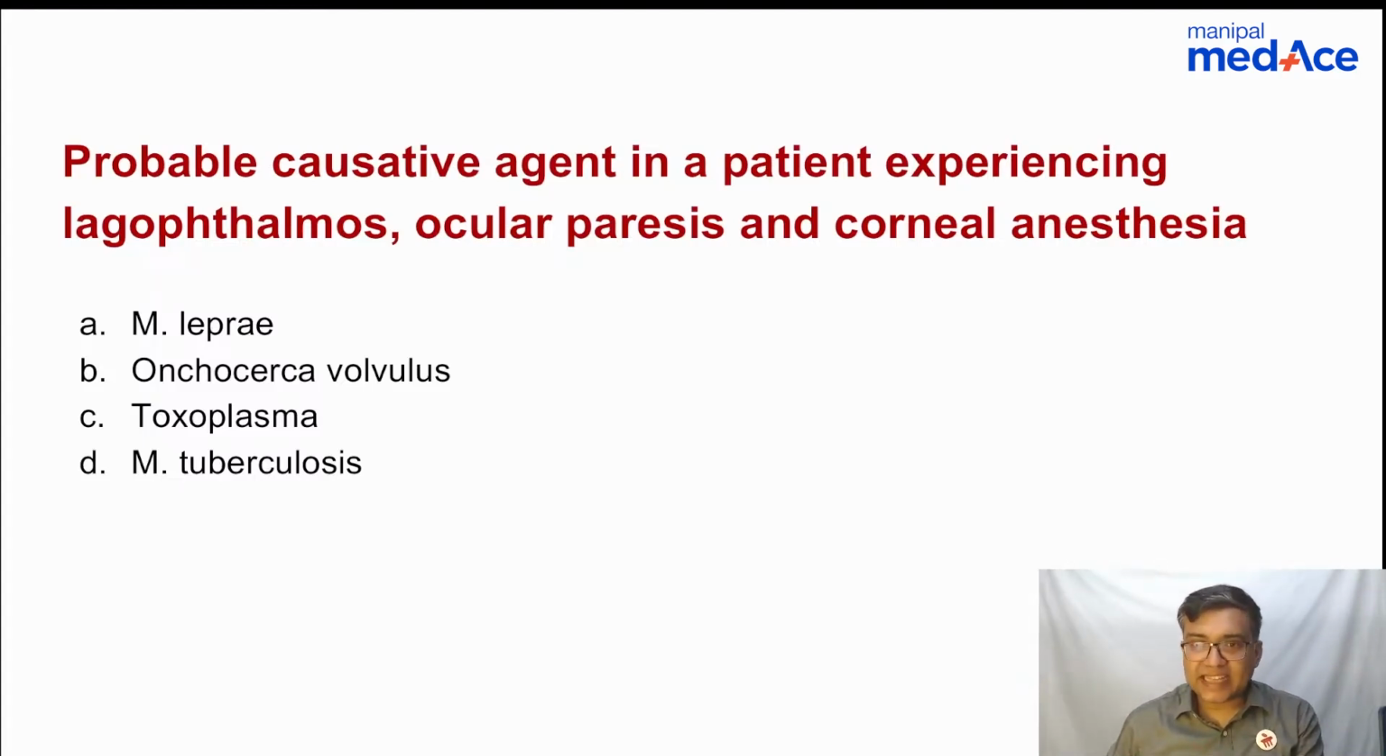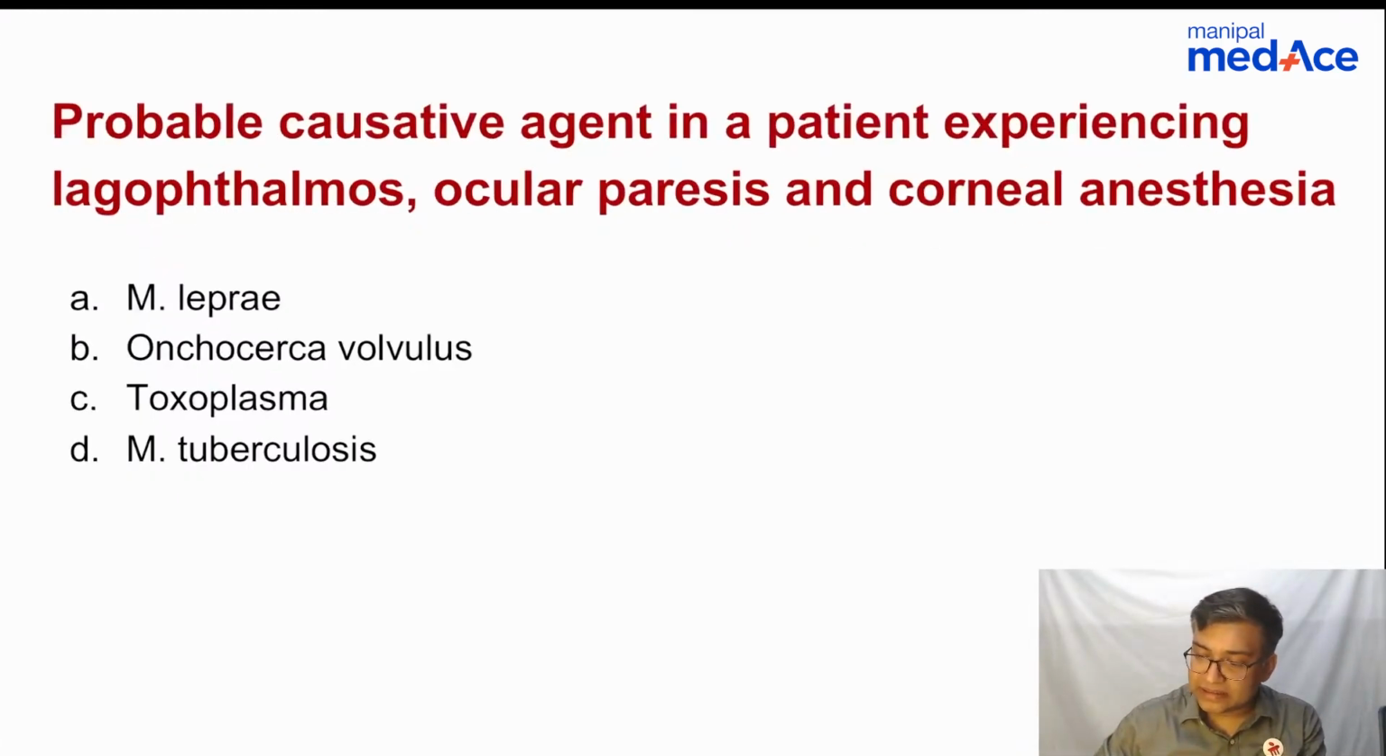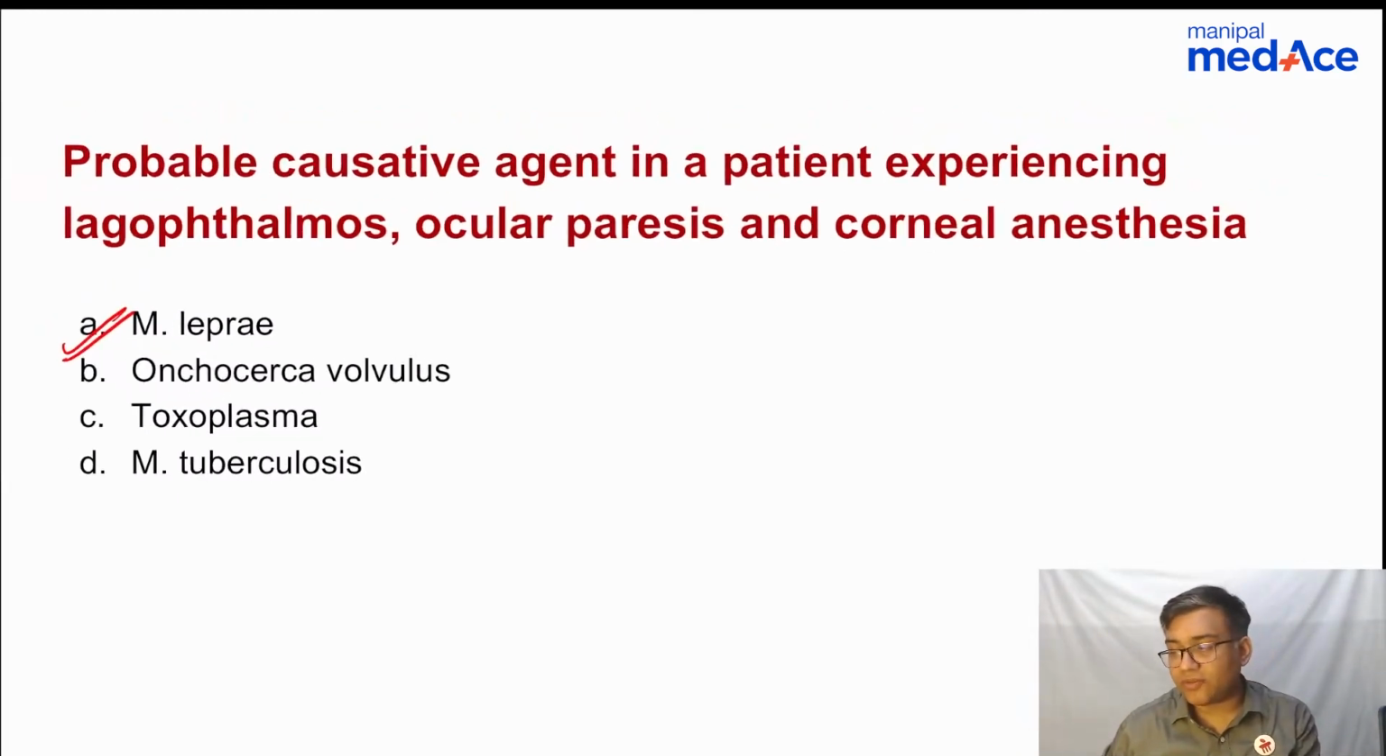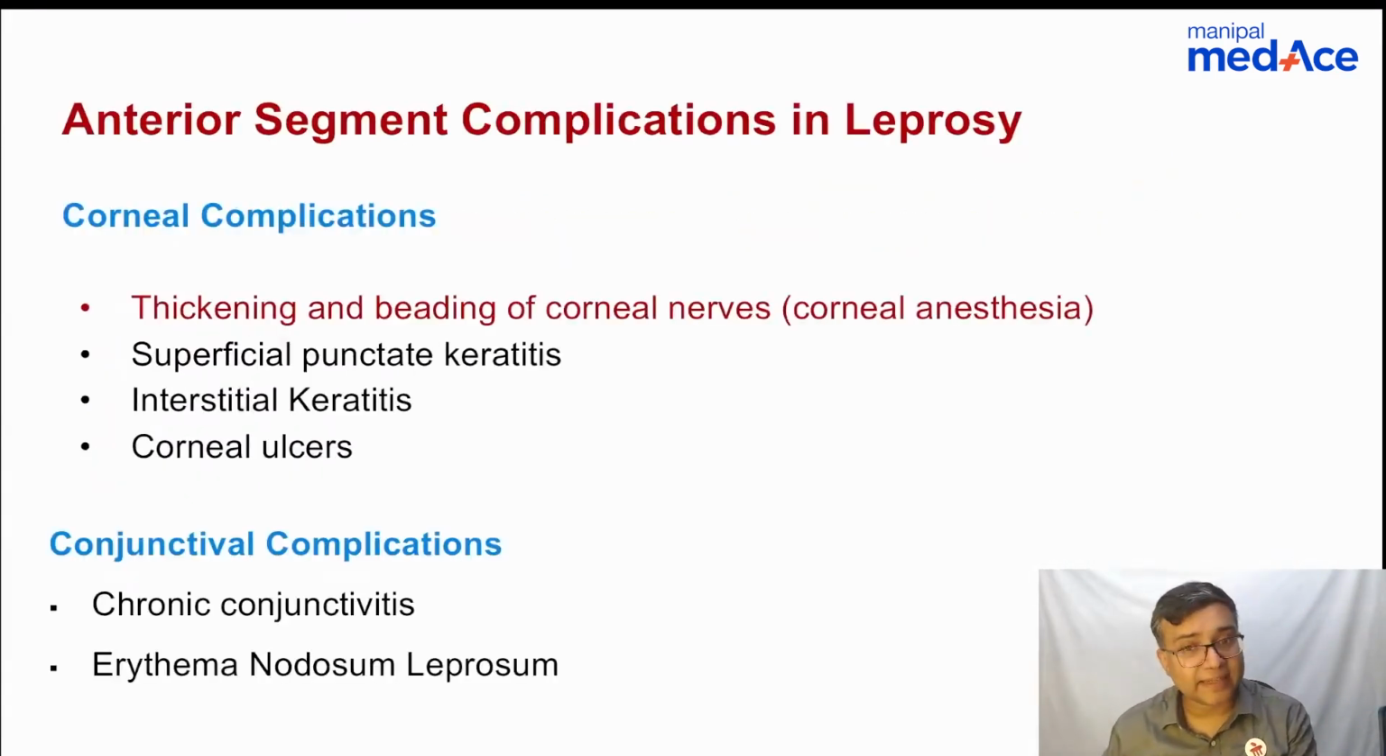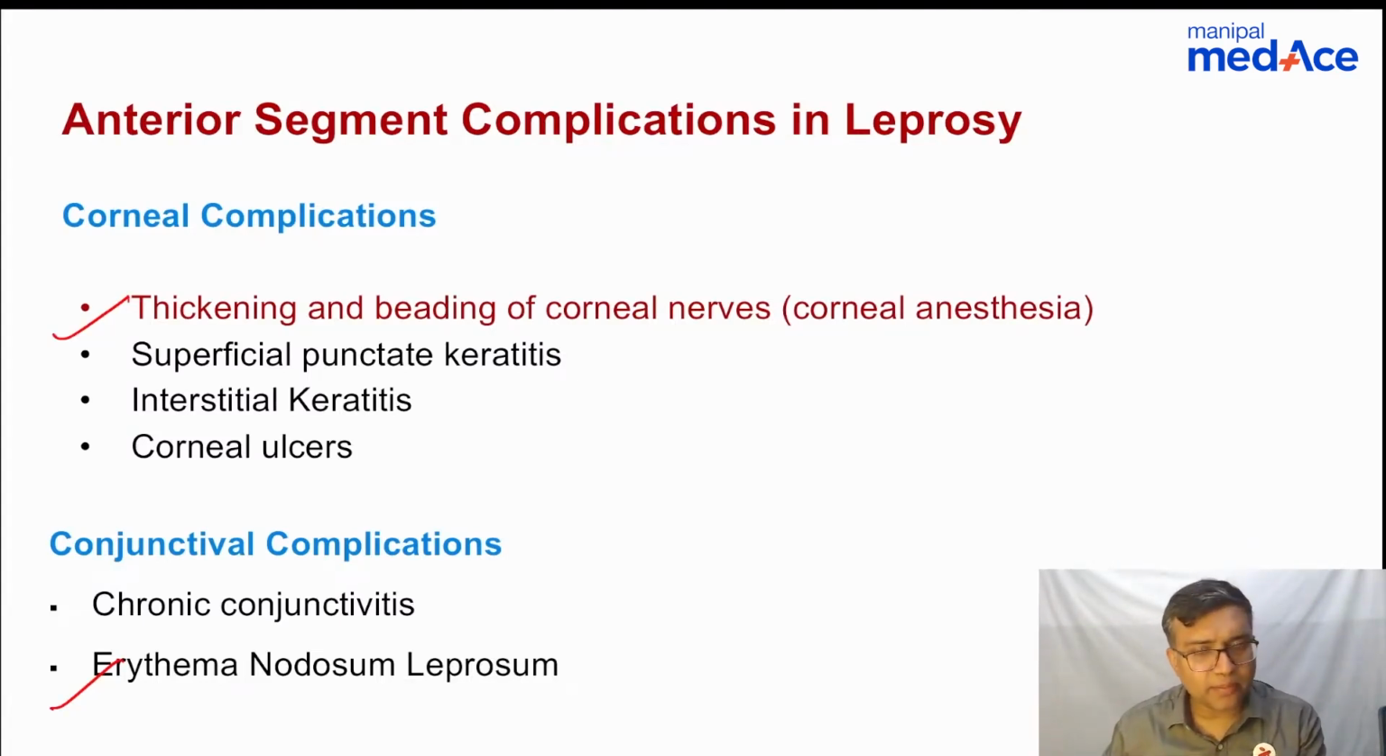Okay, so the patient is having a corneal anesthesia. So that means your cranial nerve is involved. And the patient is having a lagophthalmos here also. So these are basically the manifestations of Mycobacterium leprae. Very important is that leprae usually does not cause a posterior segment involvement, and in the cornea it can basically cause corneal anesthesia. It can cause nodes around your conjunctiva.